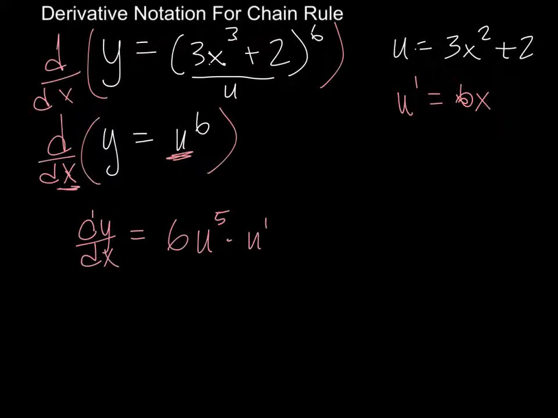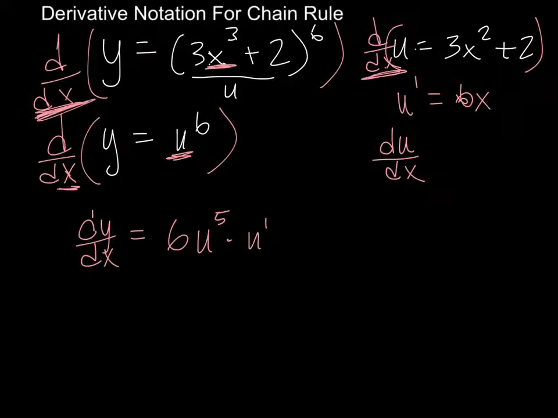Now, the other thing I can say, instead of writing u prime, based on the last video, is that we can write this as du dx, because essentially that's what I did. I took my derivative up here with respect to x. I'm finding the derivative, x is my variable. When I do that, I can write either u prime, which is 6x, or du dx, which is also 6x.